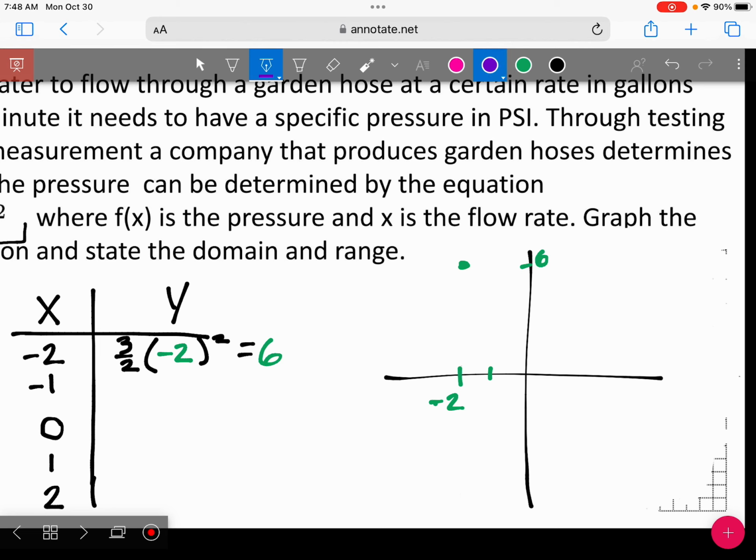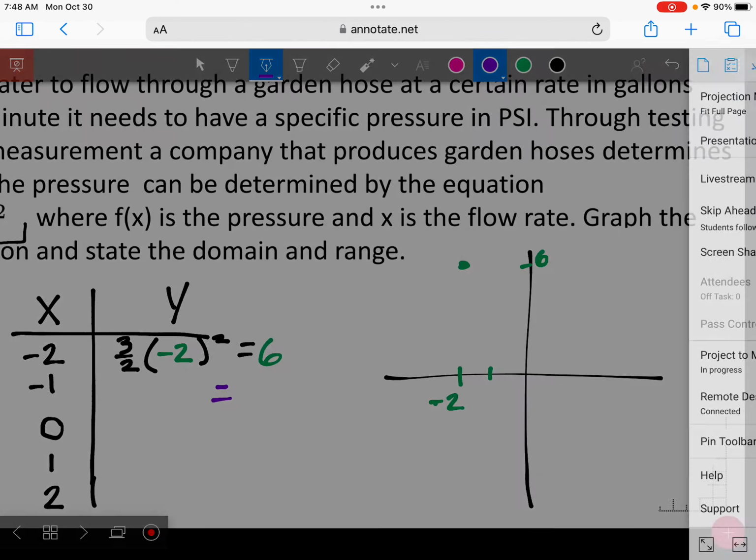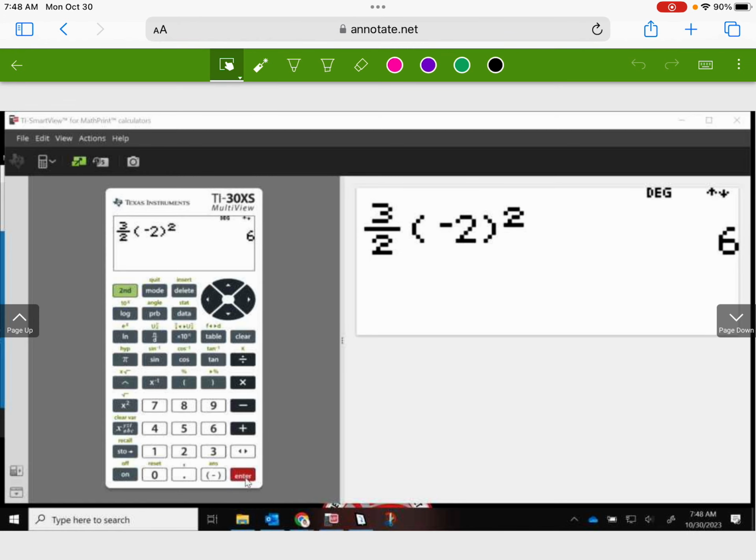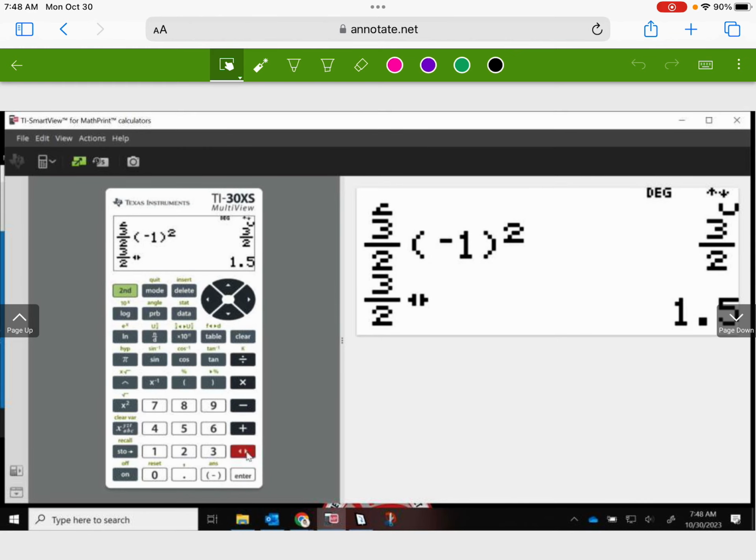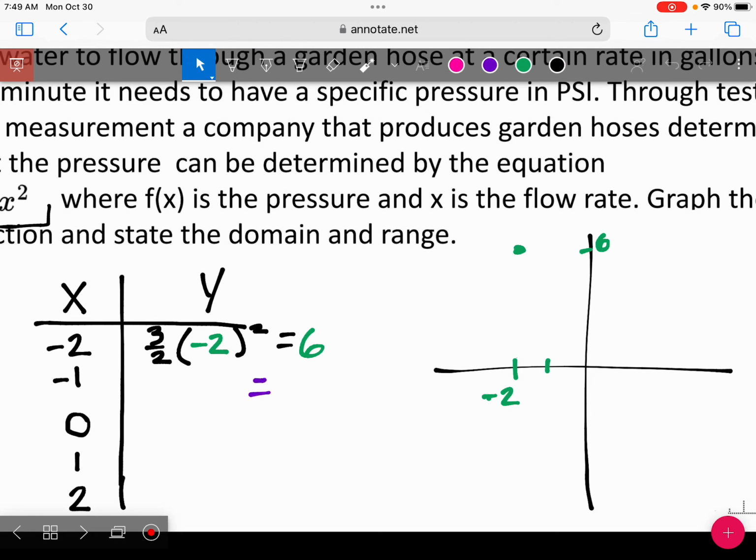So let's substitute in -1, same thing. The fraction of 3/2 times -1 squared gives us 3/2. If we want that as a decimal, we get 1.5. So at -1, we're at 1.5. And I can just label stuff. We're going to try and estimate where they are scale-wise, but we're not being super specific.